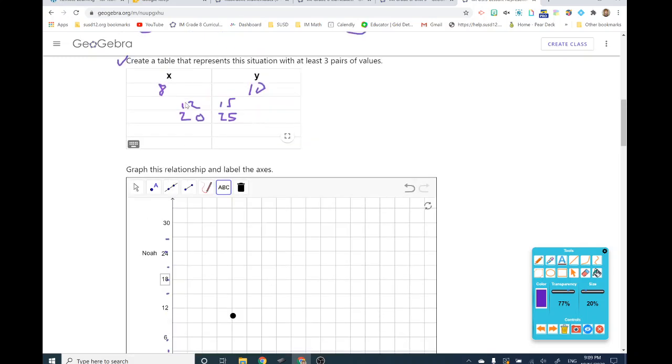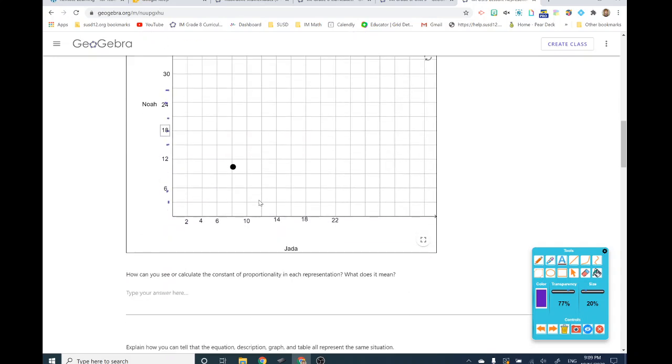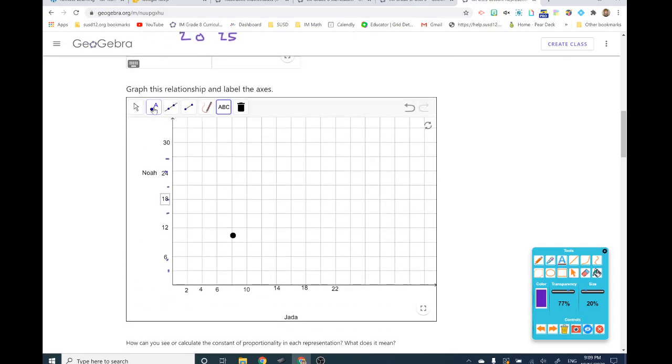For every 12 steps Jada takes, Noah takes 15. So plot that point. Point tool. 12 steps for Jada is 15 steps. That's going to be right about here. Here, I think.